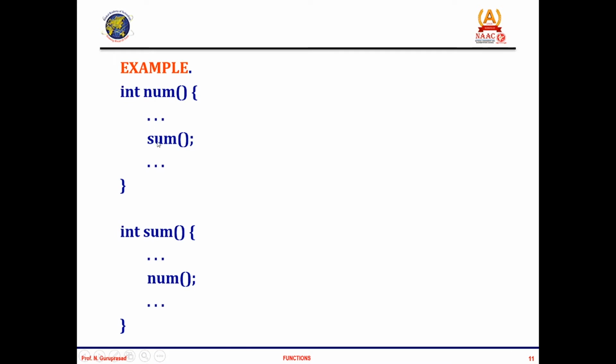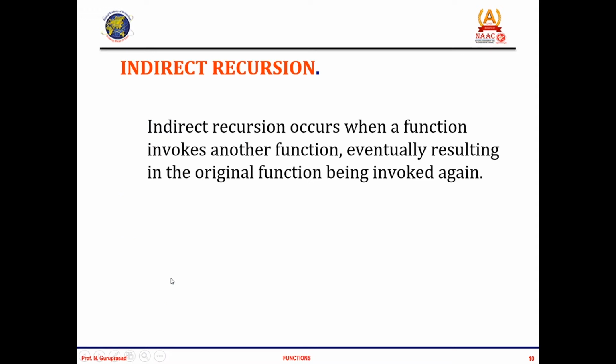So num is calling sum, which is calling num. Again, num is calling sum, and sum is calling num. So this is what I mean when a function invokes another function, eventually resulting in the original function being invoked again.